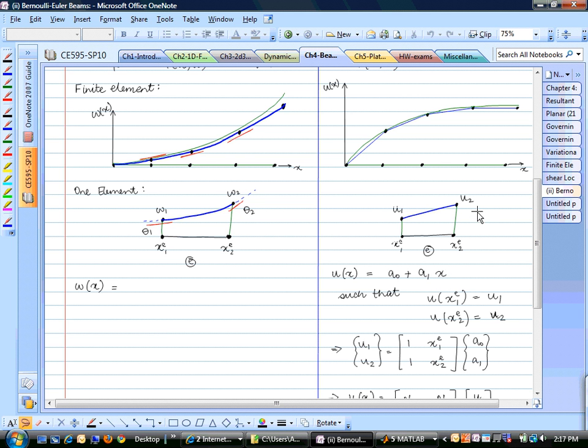That's the underlying concept of finite element. This is basically saying that we are going to interpolate the displacement between the nodes with linear polynomials.